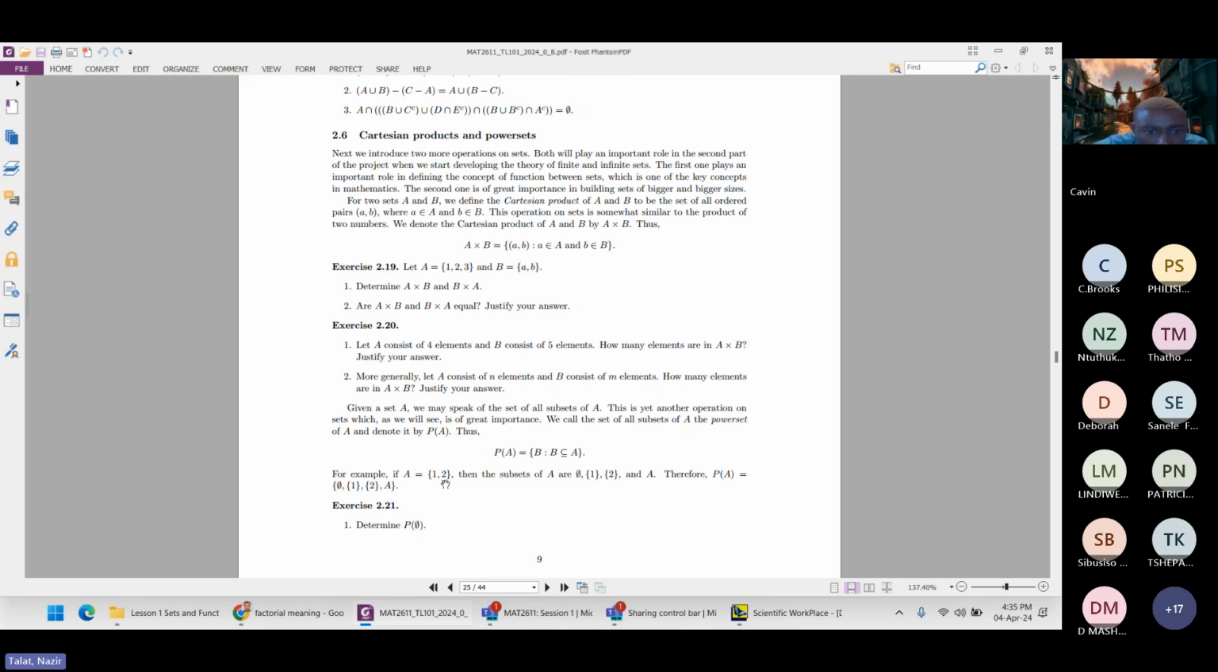So it contains four elements. If there are two elements, then it becomes four. It means the number of elements of the power set of A is 2 to the power n. It means that if there are three elements in any set, then the number of elements in the power set of A will be 2 cubed.